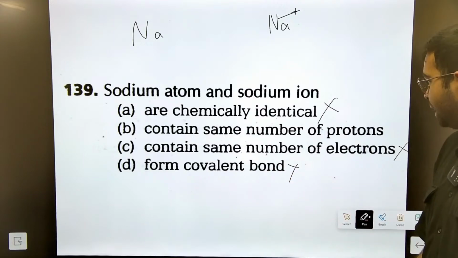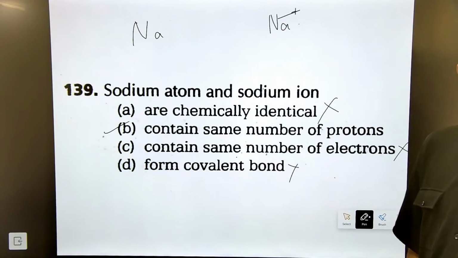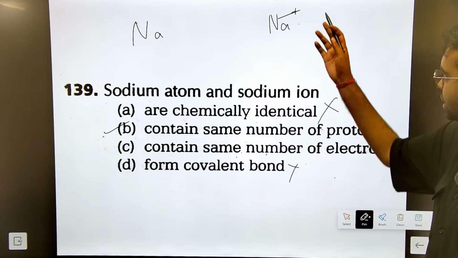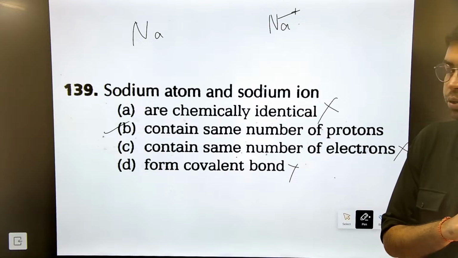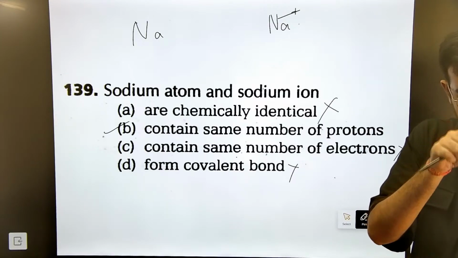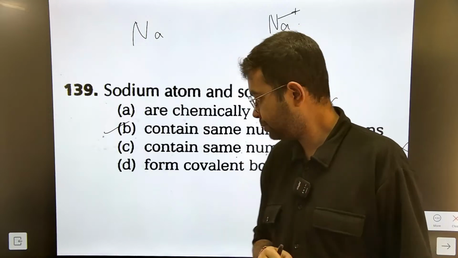This is wrong. So the correct answer is option B. Both sodium atom and sodium ion have the same number of protons. Why? Even though it has a positive charge, it means that it has lost one electron, not gained a proton. Proton cannot be gained क्योंकि protons न्यूक्लियस के अंदर होता है. प्रोटॉन हमेशा न्यूक्लियस के अंदर होता है.